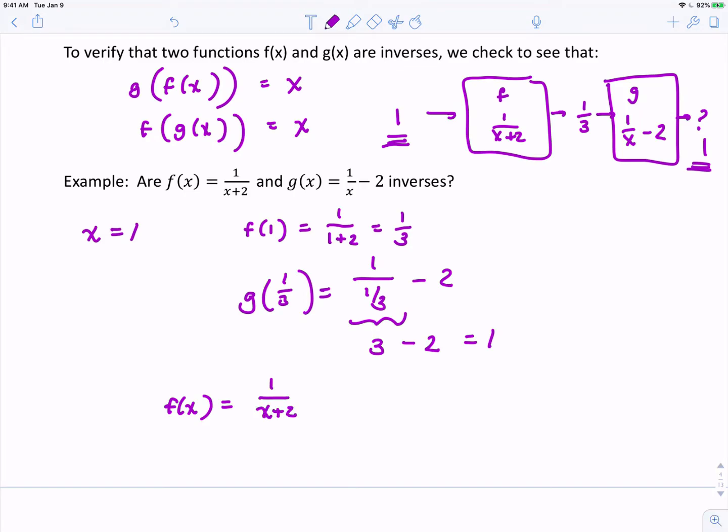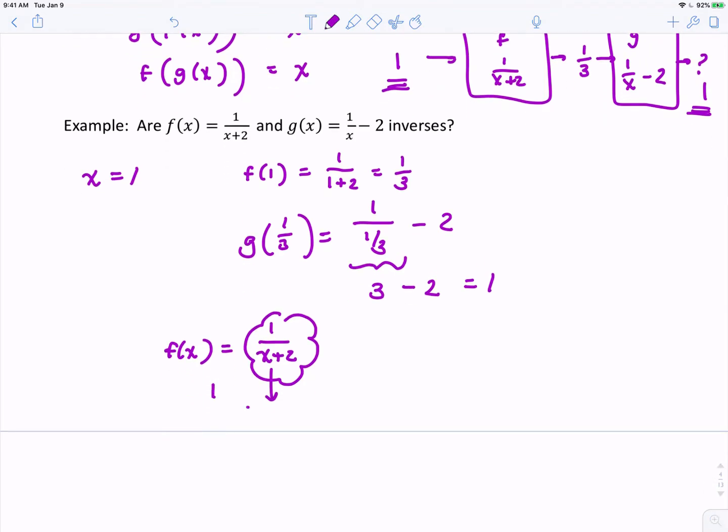So if I put in an x, out comes 1 over x plus 2. Now what I need to do is put that into g. So that would be 1 over x plus 2 minus 2. Now don't let this expression intimidate you.